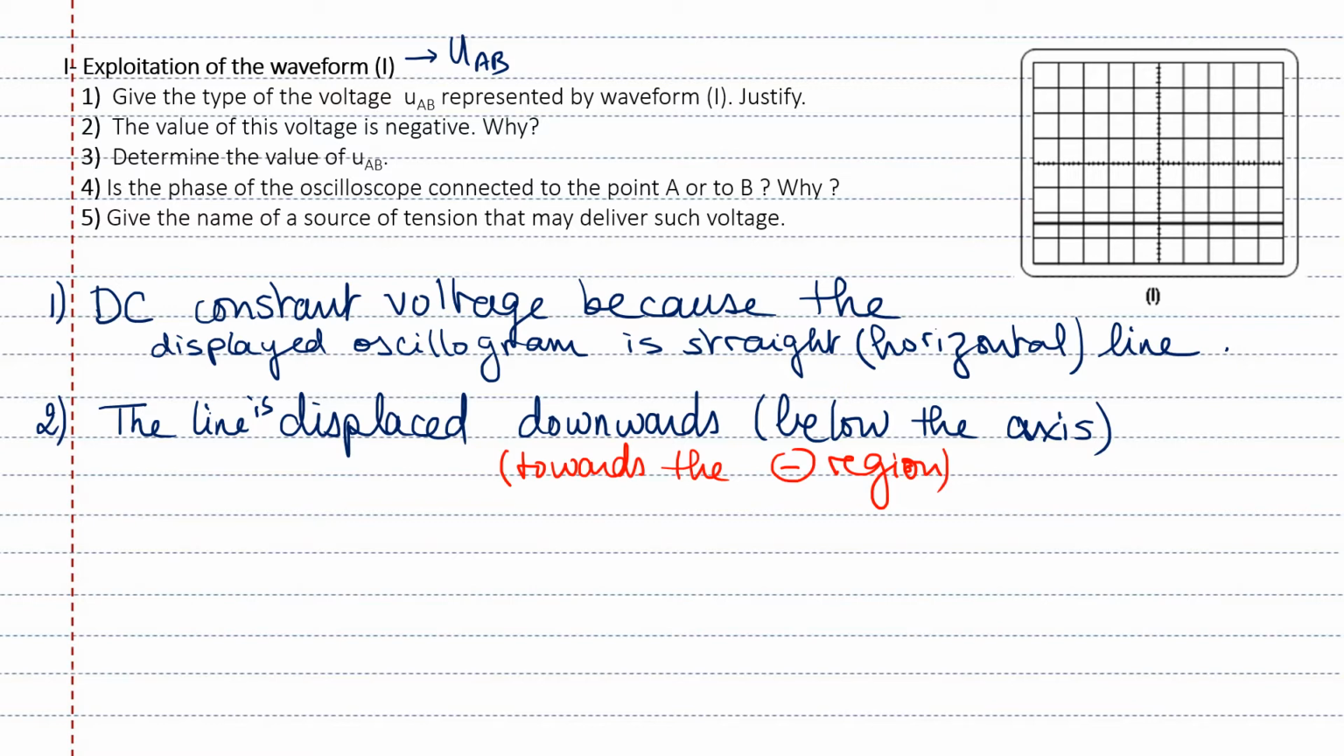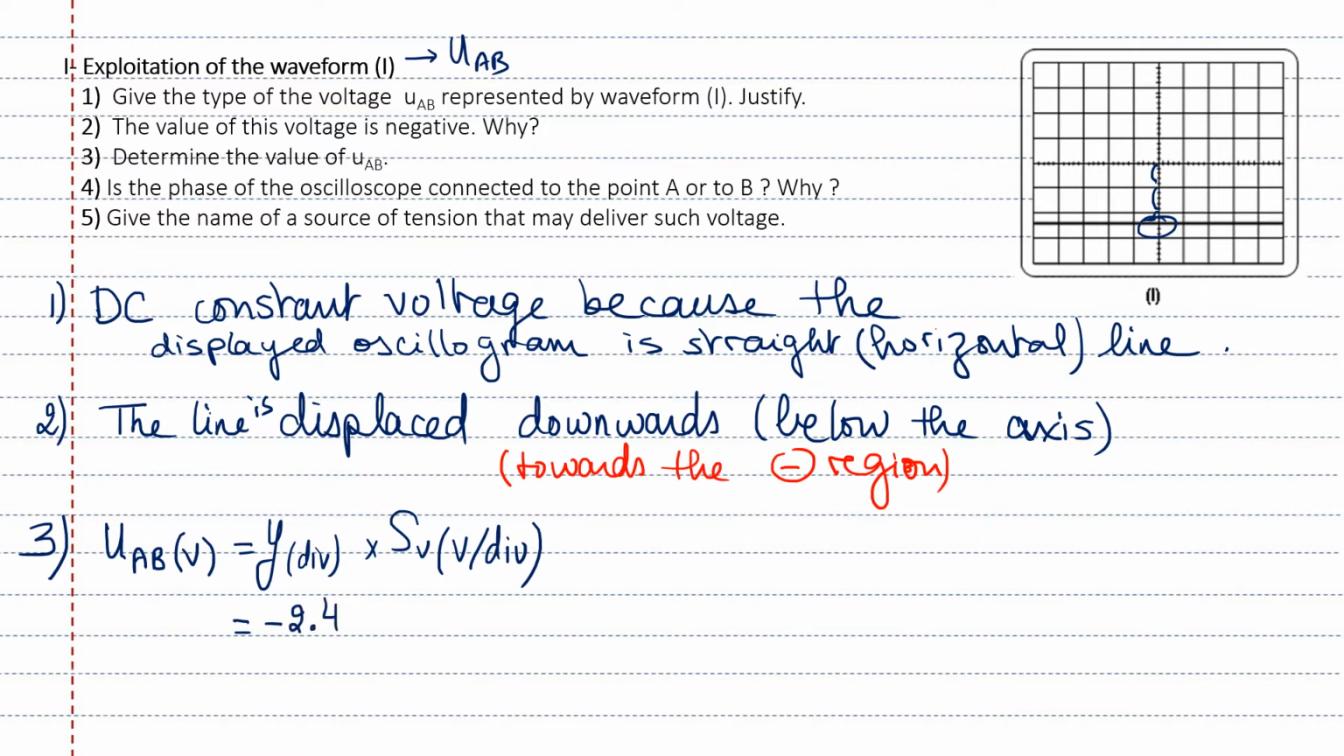Now, part 3. Determine the value UAB. Directly, UAB in volt, as we know the equation of the oscilloscope voltage, is Y in division times SV in volt per division. You notice here I'm moving a bit faster because this is our second exercise. Now Y here is, let's count, negative, notice, 1 division, 2 divisions, and here it's almost half or less. As I can see, now you can enlarge the picture, it is on the second subdivision, which means this is 2.4. So let's write this as a note.